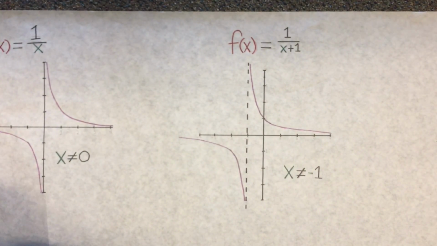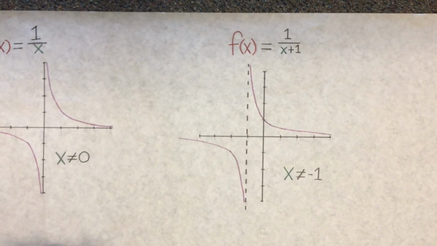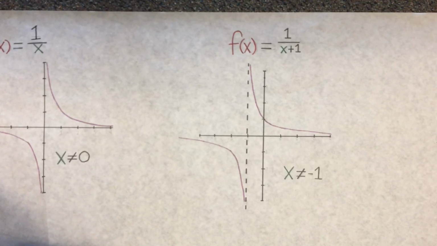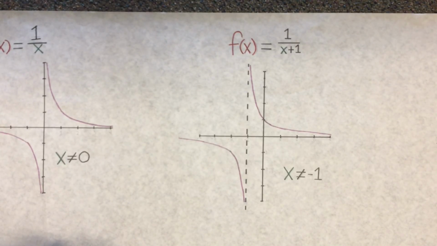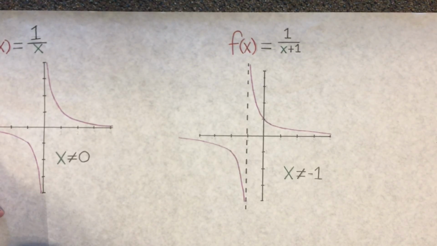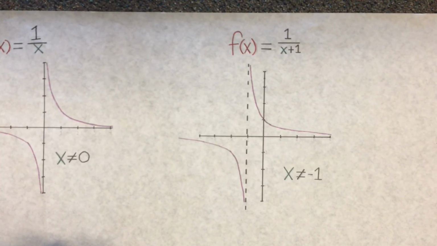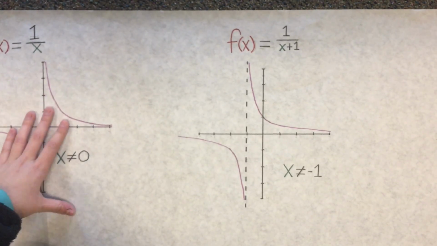Now let's look at another graph. Here we have f of x equals 1 over x plus 1. This graph has shifted left 1. This is because the asymptote is now negative 1. If x were to equal negative 1, the denominator would equal 0. And because the denominator cannot equal 0, x cannot equal negative 1.